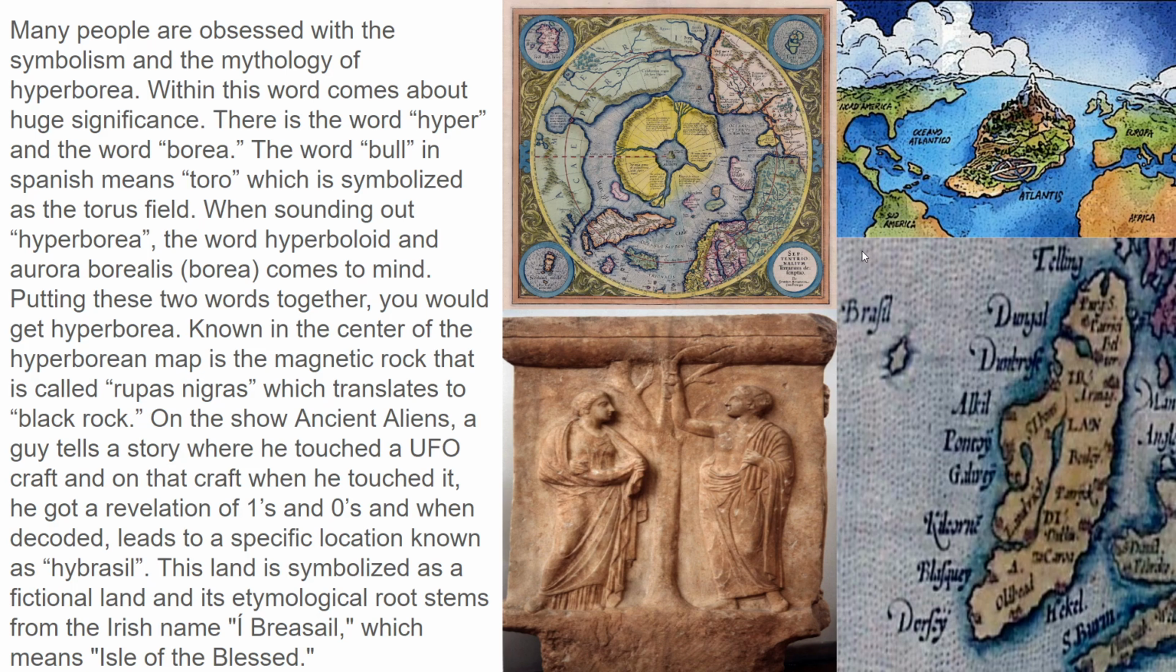I'd like to mention on the show Ancient Aliens, a guy tells a story where he touched a UFO craft, and on that craft, when he touched it, he got a revelation of ones and zeros, and when decoded, it leads to a specific location known as High Brazil. This land is symbolized as a fictional land, and its etymological root stems from the Irish name Hy-Brasil, which means Isle of the Blessed.